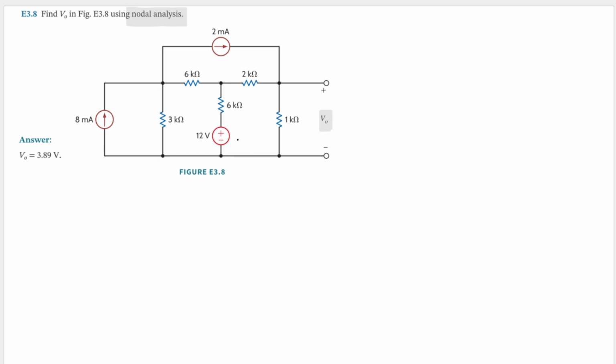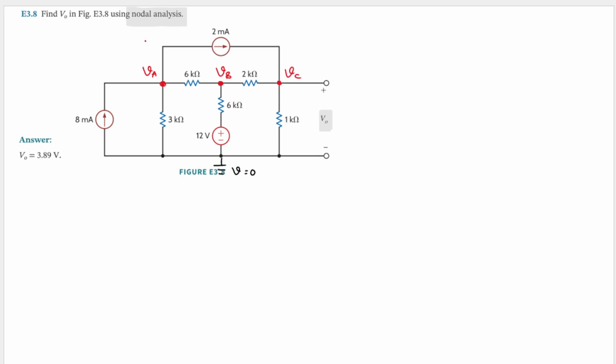Okay, let's set the bottommost node here as our ground, so that the voltage here will equal 0 volt. We assume that is 0 volt. And then let's get the nodes labeled. So here we have the node VA. And here we have the node VB. And here we also have the node VC.